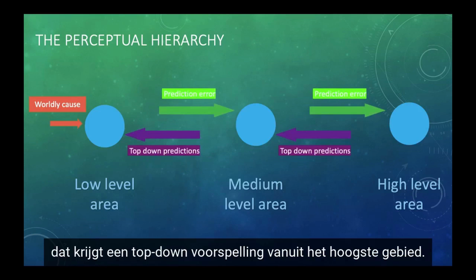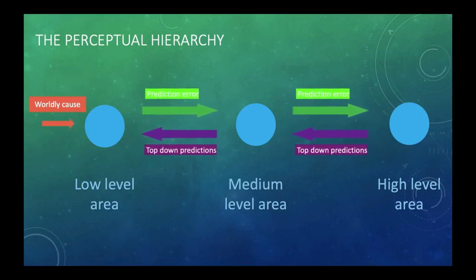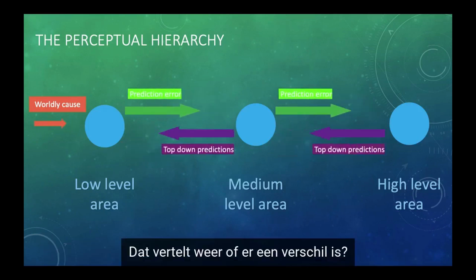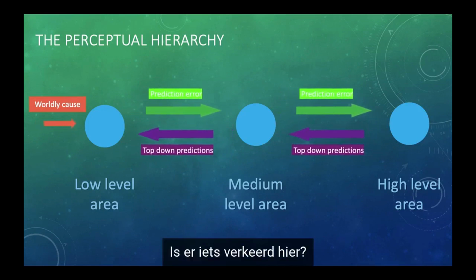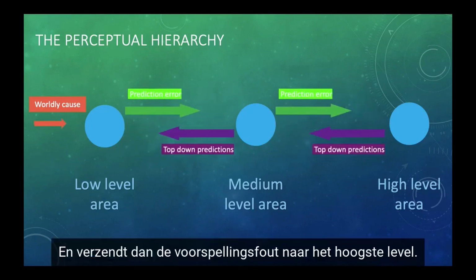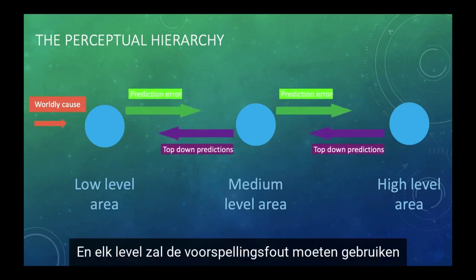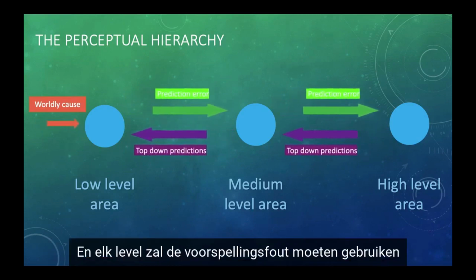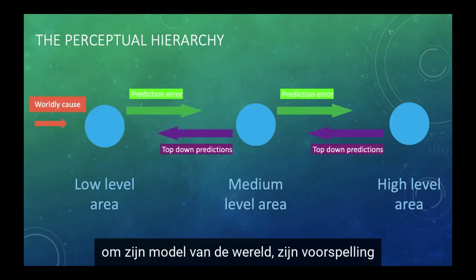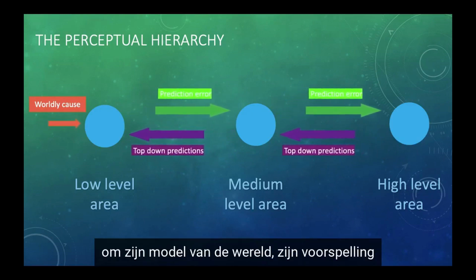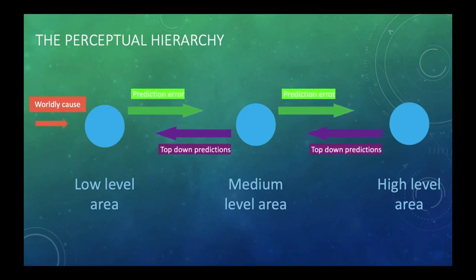Same thing happens again in the middle area. The middle area is getting top-down predictions from the highest area. It's saying, is there a difference? Is there something wrong here? And then it's sending its prediction error up to the highest level. And each level then has to use this prediction error to change its models, to change its predictions that it's then going to send back down the hierarchy.